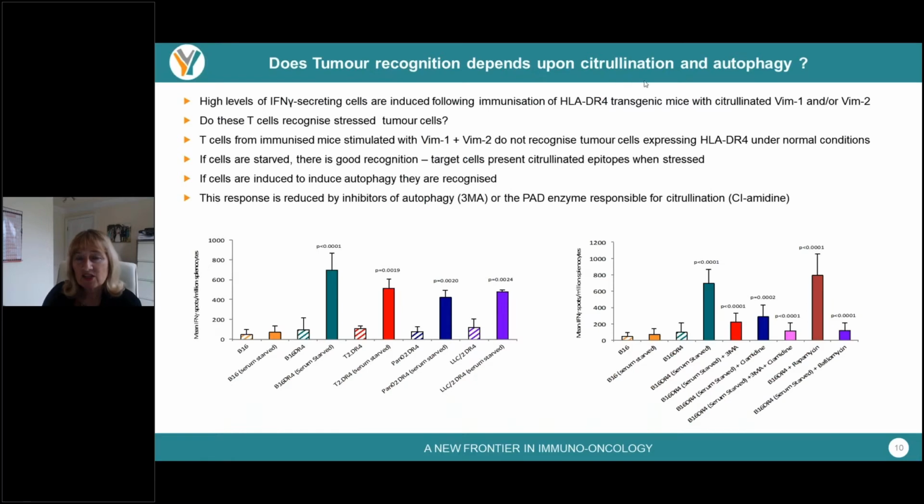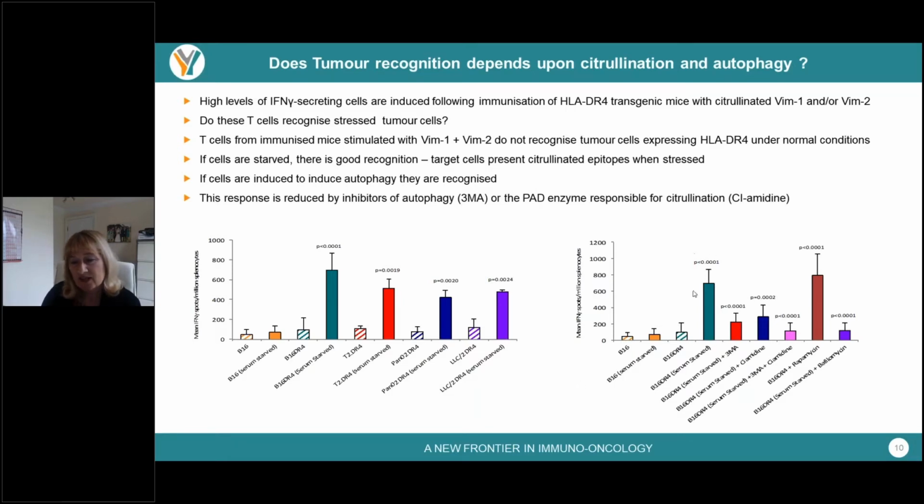We went on to see, is it actually dependent on citrullination and autophagy? So again, here we're immunizing DR4 transgenic mice, and then we're looking at ELISpot responses against a variety of different targets. What you can see here is if the tumor lines do not express DR4, so they're mismatched at class 2, you see no recognition whether the cells are happy or stressed. If you look at the appropriate HLA matched target, so the DR4 target, healthy cells are not recognized, but stressed cells are recognized extremely well. This is also true for lymphoma cells, happy no recognition, stressed recognition, pancreatic, happy no recognition, stressed recognition, or this is indeed a Lewis lung carcinoma line, happy no recognition, stressed good recognition.